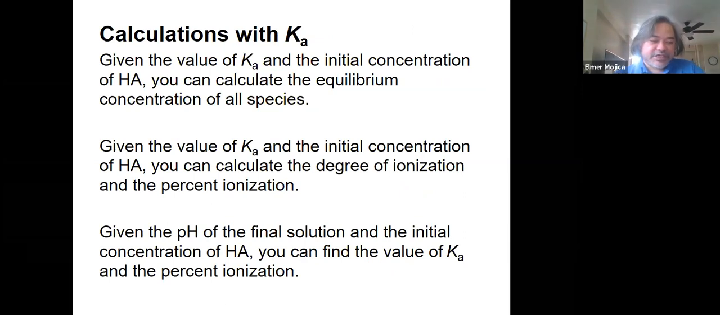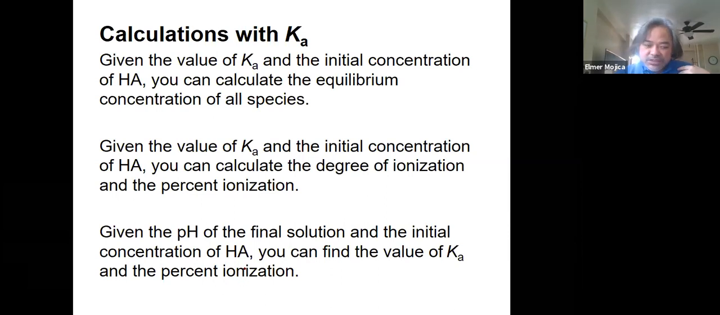Now, when we deal with what we call Ka, we do calculations. Usually, you're given the value of Ka and the initial concentration of HA, from which you can calculate the equilibrium concentrations of all species. Given the Ka and the initial concentration of HA, you can also calculate the degree of ionization and the percent ionization. Or you can be given the pH of the final solution and the initial concentration of HA, and you can find the value of Ka and the percent ionization.